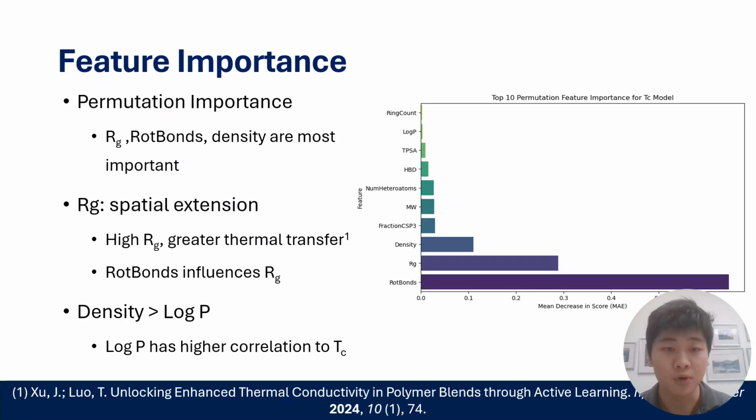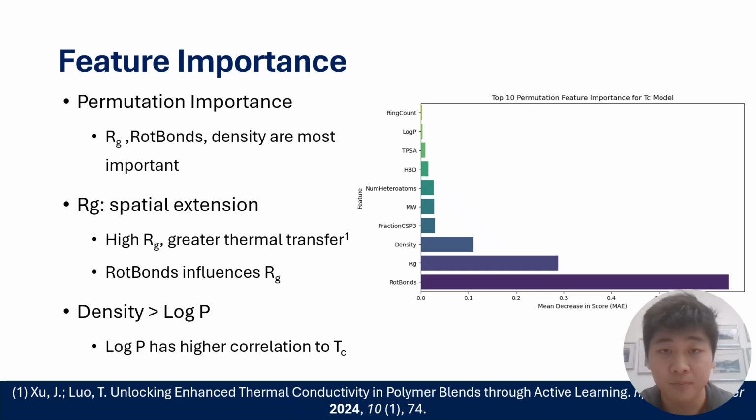So for feature importance, we performed permutation, which informed that RG, rotatable bonds, and density are the most important for the task. RG characterizes the spatial extension of the polymer, which for high RG values denotes greater thermal transfer, and rotatable bonds directly influence RG based on how they influence mobility. And given that density has a greater importance than log P, it's interesting because log P actually has a greater correlation value to TC.